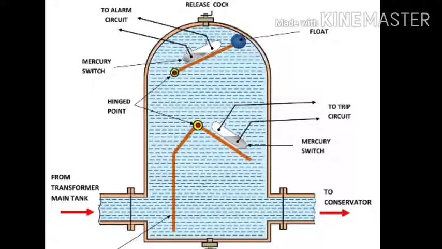The construction of the Buchholz relay: it consists of an oil-filled chamber with two hinged floats, one at the top and the other at the bottom of the chamber. Each float is accompanied by a mercury switch. The mercury switch on the upper float is connected to the alarm circuit, and the one on the lower float is connected to the external trip circuit breaker.